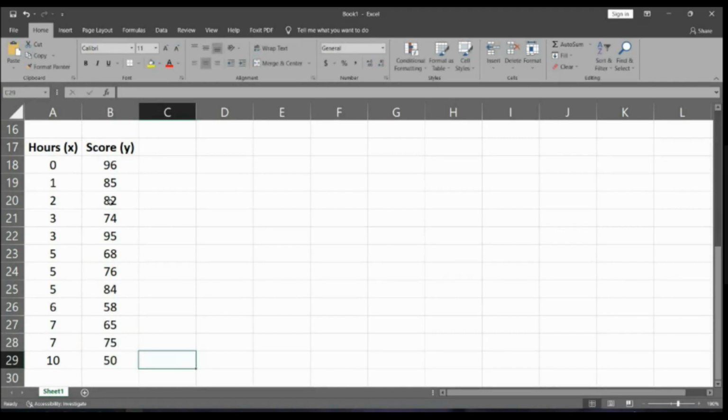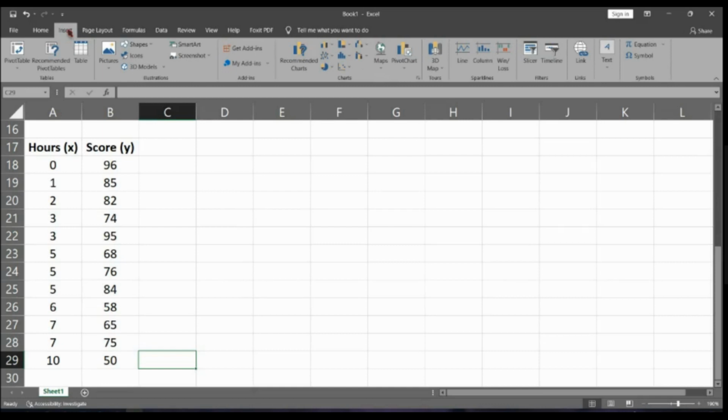Okay, thank you. This is what we know about the 12 students, the number of hours they spent watching the television during weekends, and their score the following Monday. So first is the scatter plot diagram.